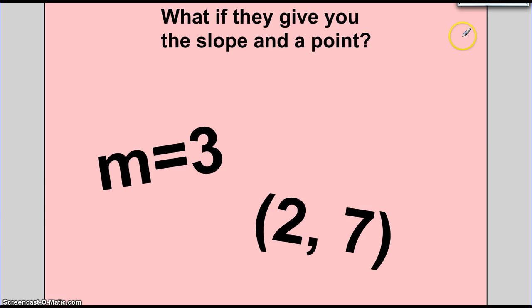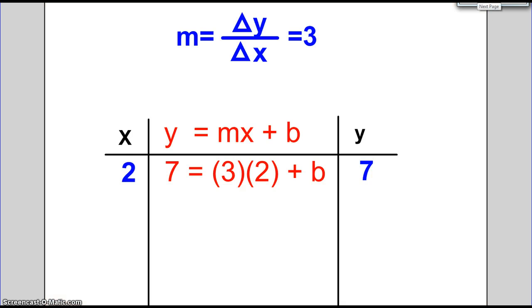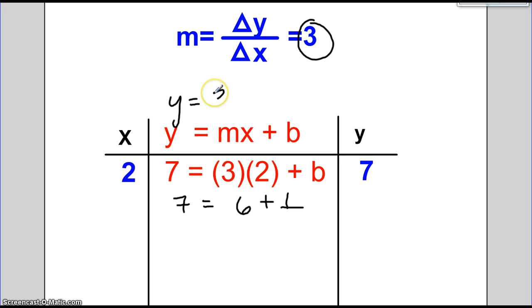Practice makes perfect. So what if they give you the slope and a point? Okay. Here I have the slope as 3 and I have a point, so we need to find the b term, right? I plug into my equation. I know that x is 2, my slope is 3. 3 times 2 is 6. It's supposed to equal 7, so my b term should probably be a 1. Therefore my equation is y equals the slope times x plus 1.